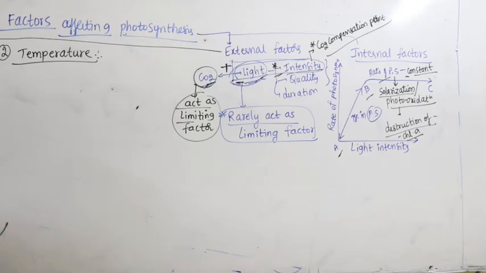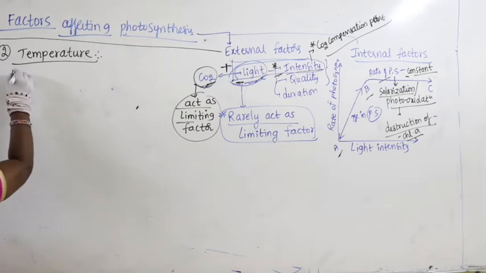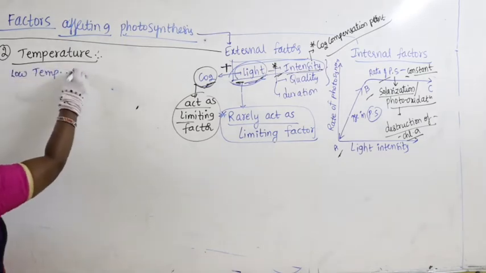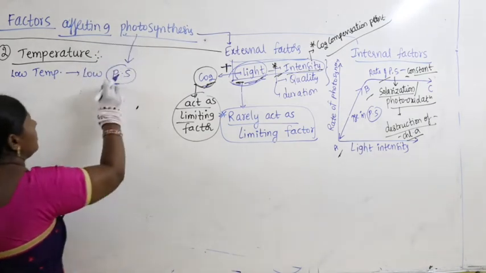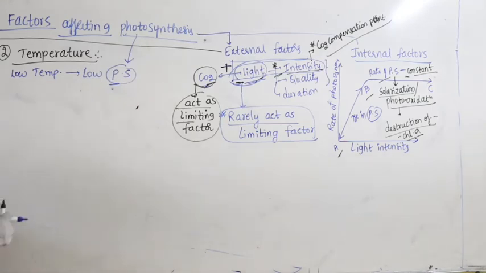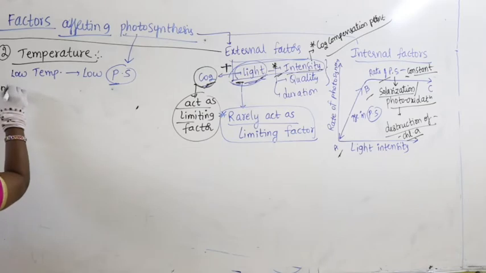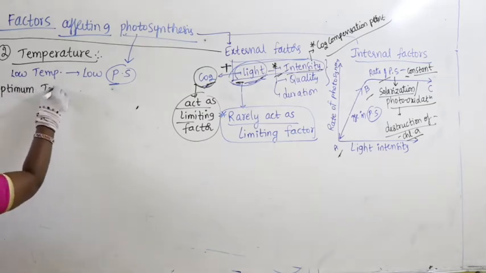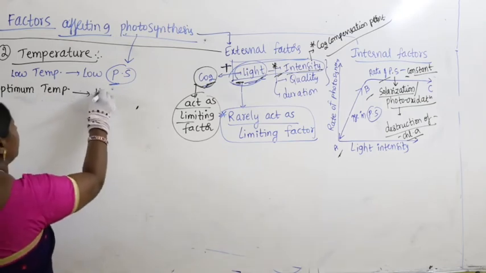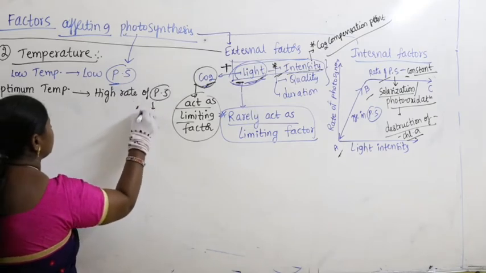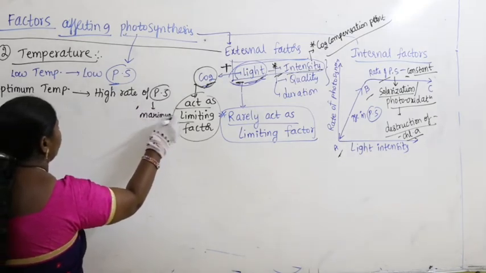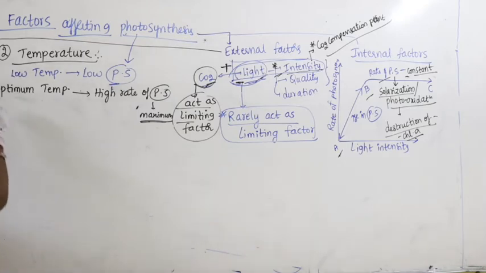Okay, so what we have discussed here: if the temperature is low, we write low photosynthesis, PS meaning photosynthesis. Then at optimum temperature, we find a high rate of photosynthesis, or we say photosynthesis is maximum, meaning photosynthesis occurs at the highest rate at the optimum temperature. What is optimum temperature?